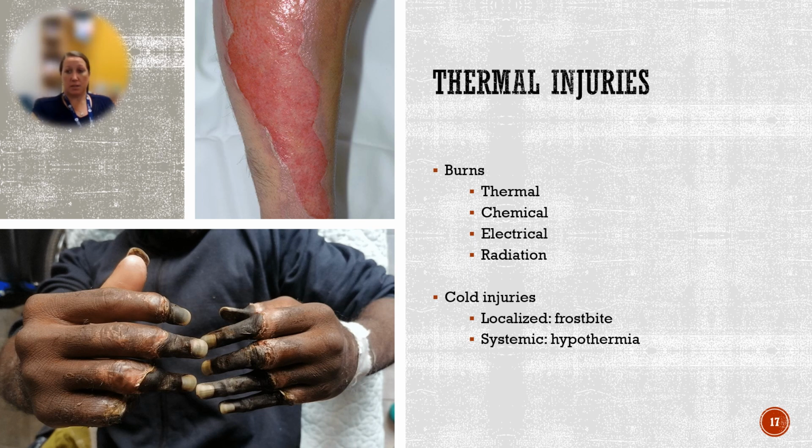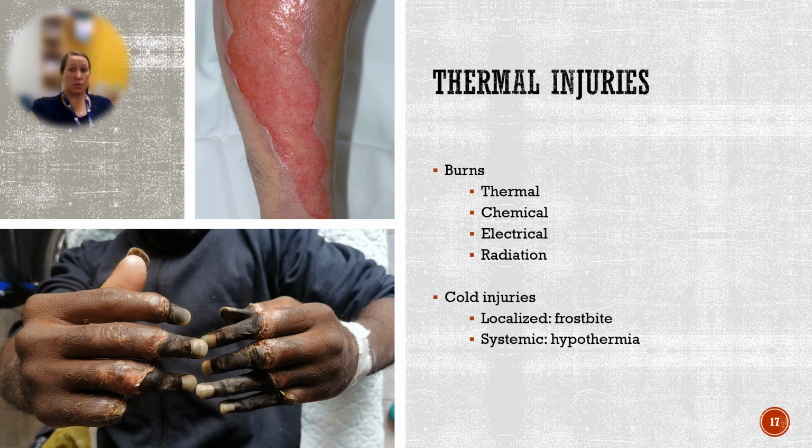The bottom image that you can see there is from a cold injury. So that is an image of frostbite. Cold injuries result from overexposure to cold air or water and occur in two major forms, either localized injury, which is frostbite, or systemic injuries, which is considered hypothermia. Untreated or improperly treated frostbite can lead to gangrene and may eventually lead to amputation, requiring therapy and rehabilitation.